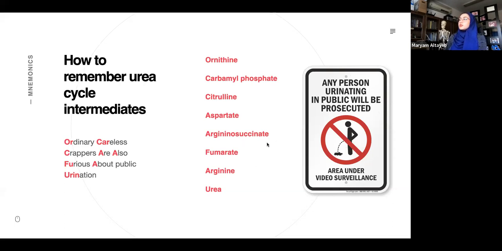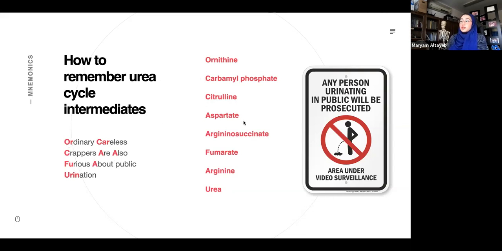Under that premise, our first mnemonic is: ordinary careless crappers are also furious about public urination. Just picture someone really angry about people urinating in public, which is disgusting, first of all, but that's our first mnemonic. Hopefully the part about urination will help you remember that this is related to the urea cycle. Okay, ordinary starts with ornithine, and all of these are in order, so just remember it with me. Ornithine, and then careless is for carbamyl phosphate. Crappers is for citrulline.